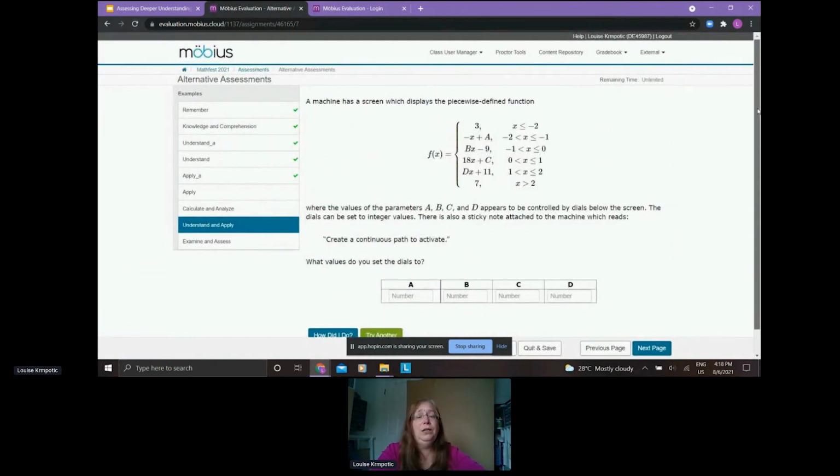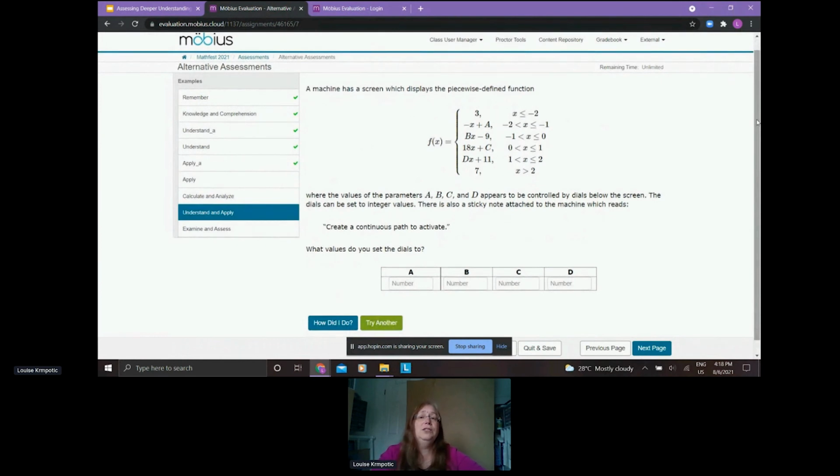So this particular question: a machine has a screen which displays this piecewise function, where the values of the parameters A, B, C, and D are controlled by a dial below the screen. And the dials can be set to integer values. So now there's a sticky note attached to the machine that says, create a continuous path to activate.